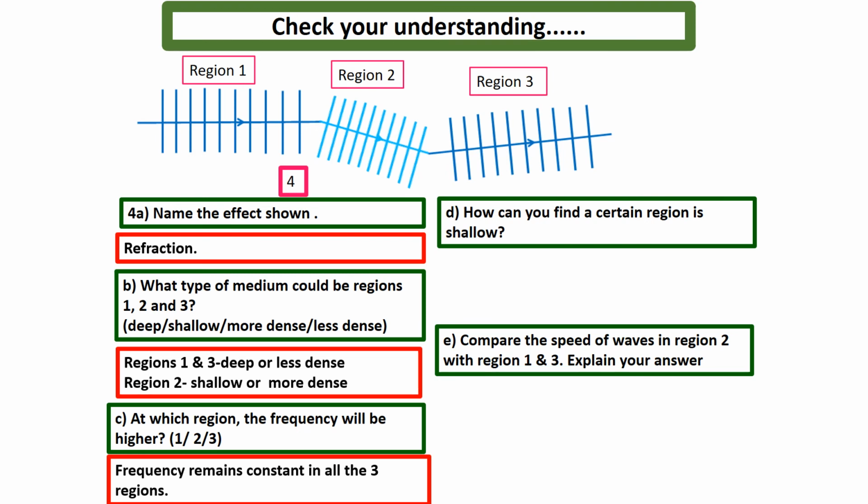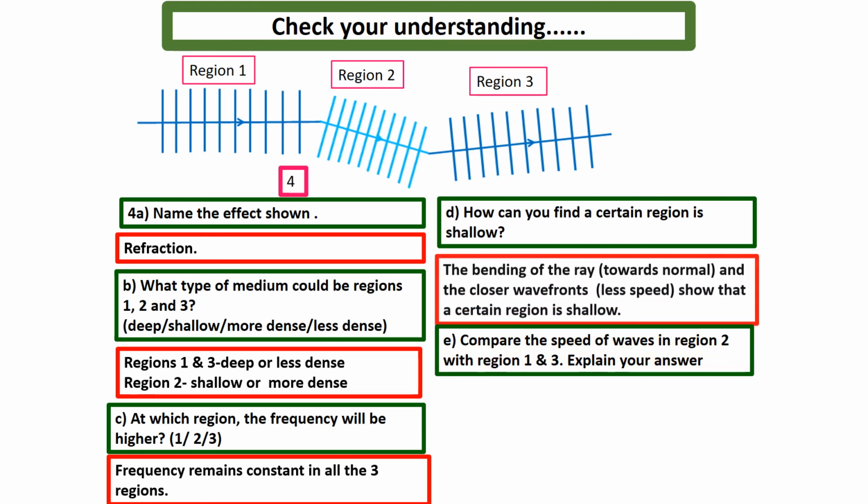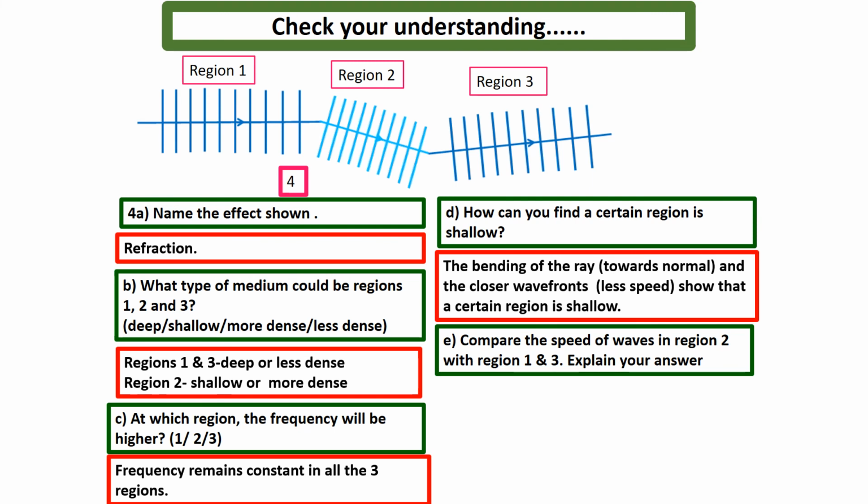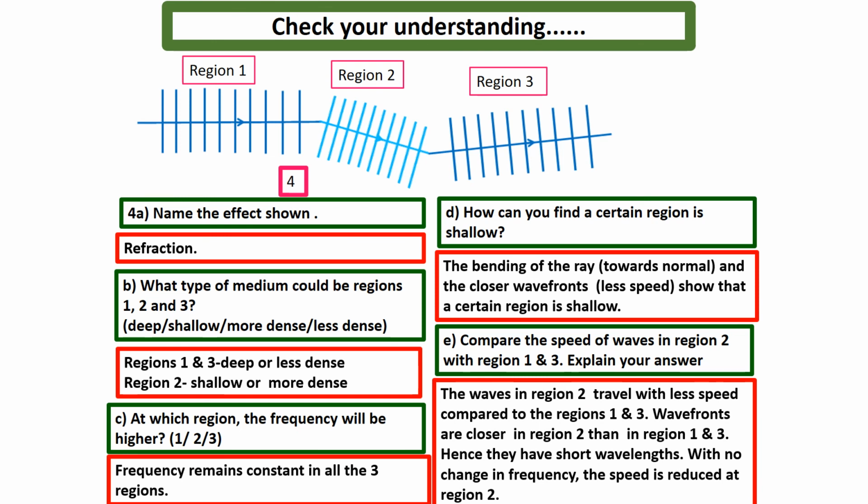How can you find a certain region is shallow? You can tell by the bending of the ray towards the normal. And the wavefronts of less speed show a certain region is shallow. Compare the speed of the waves in region 1 and 2 to 1 and 3. Explain your answer. This is really a grade 9 explanation.